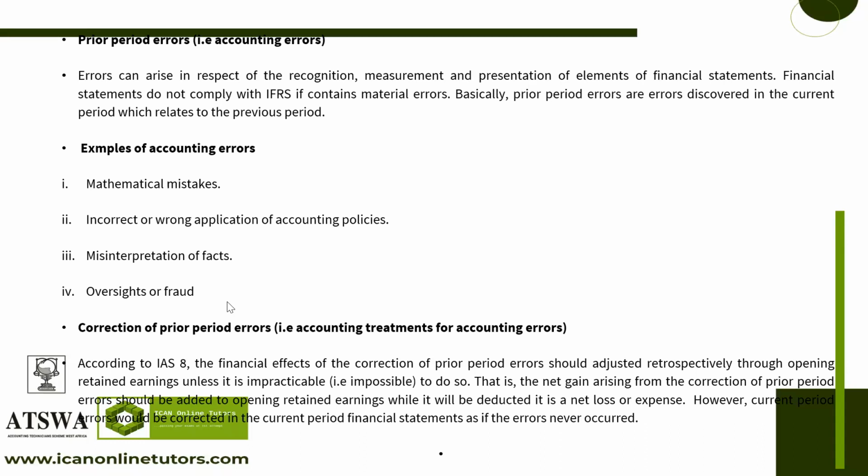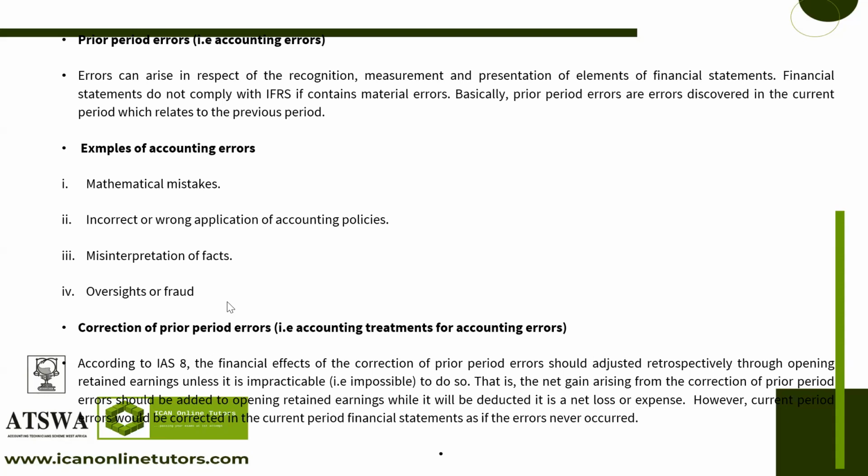Lastly, let's talk about prior period errors, that is, accounting errors. Don't forget, we said an accounting error is a mistake made in the preparation of financial statements. There are mistakes made as a result of misuse of information. So let's look at some common mistakes: mathematical mistakes, incorrect or wrong application of accounting policies, misinterpretation of facts, oversight of errors, and oversight of fraud.